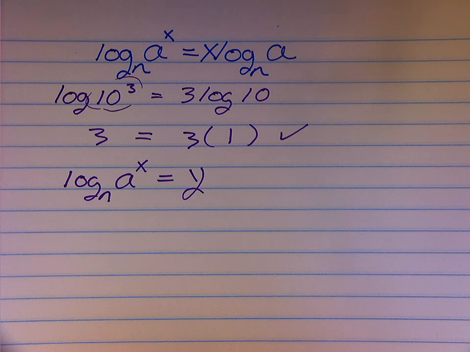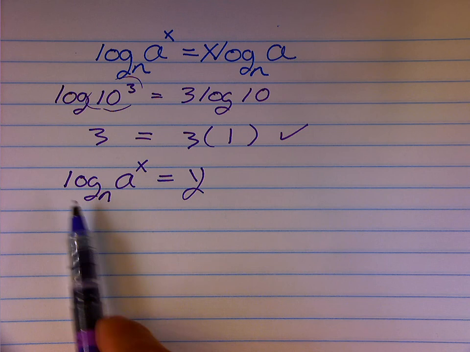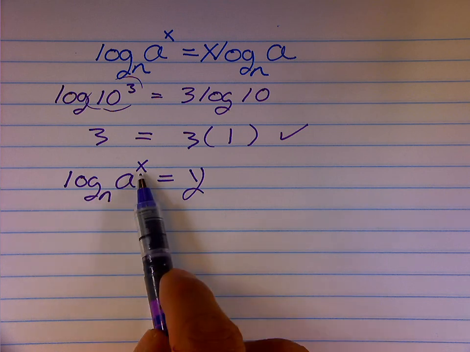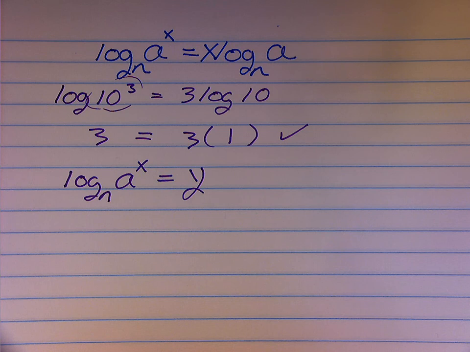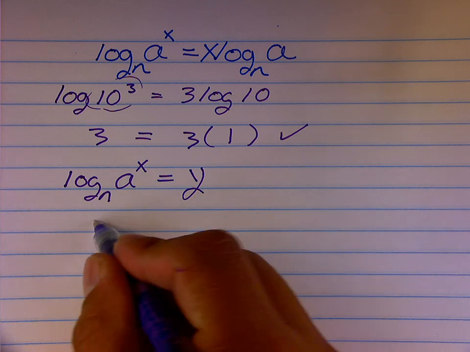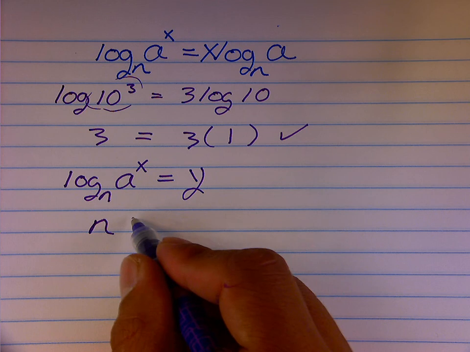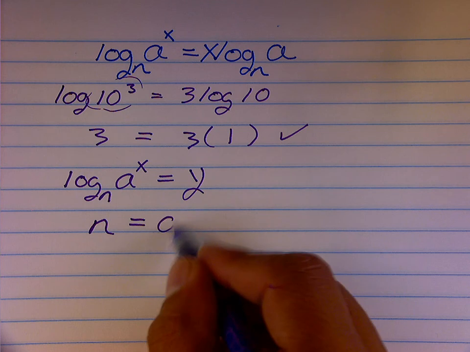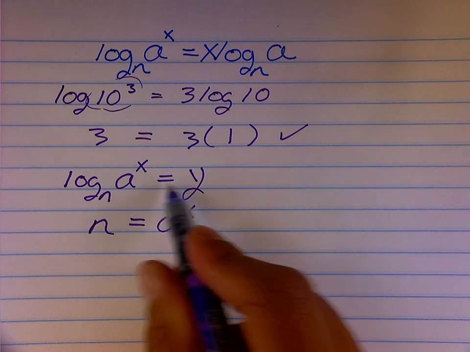Now, what I'm going to do next is deal with the property of logarithms. First, the definition. I'm going to read this. This says that the exponent I put on n to get this is y. So I'm going to take it out of logarithmic form. The exponent I put on n to get a to the x is y.